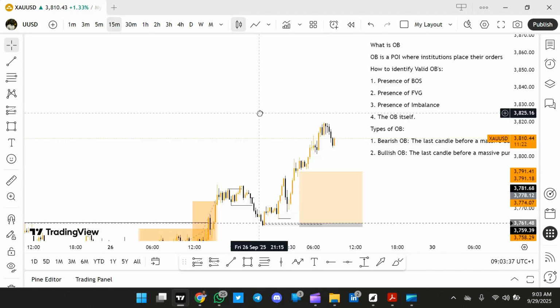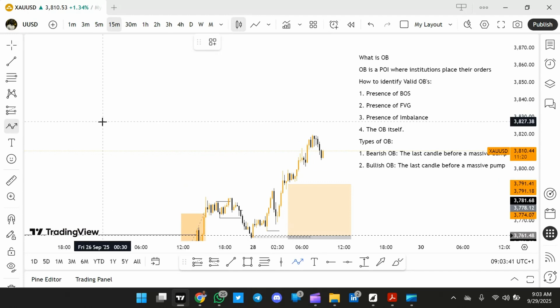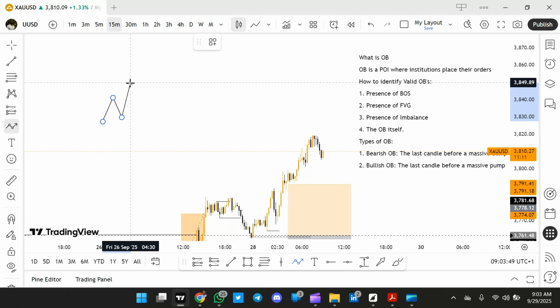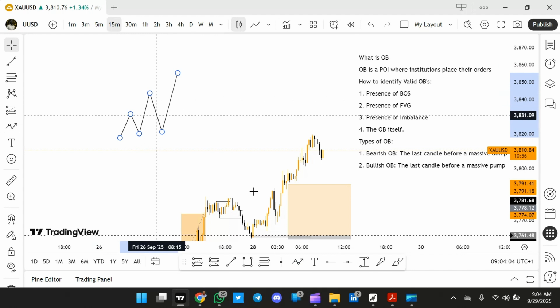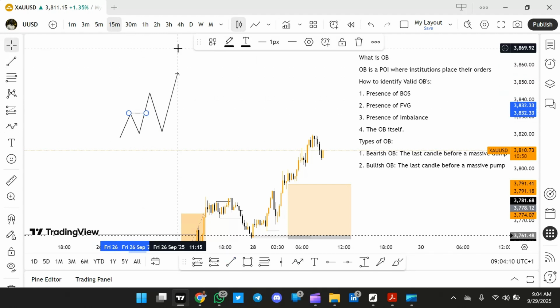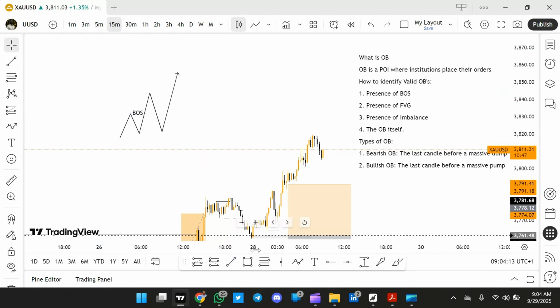I said for an OB to be a valid OB, there should be these things present: a break of structure, and then a fair value gap, and then the OB itself. So let's say our OB is here. This is our OB here.